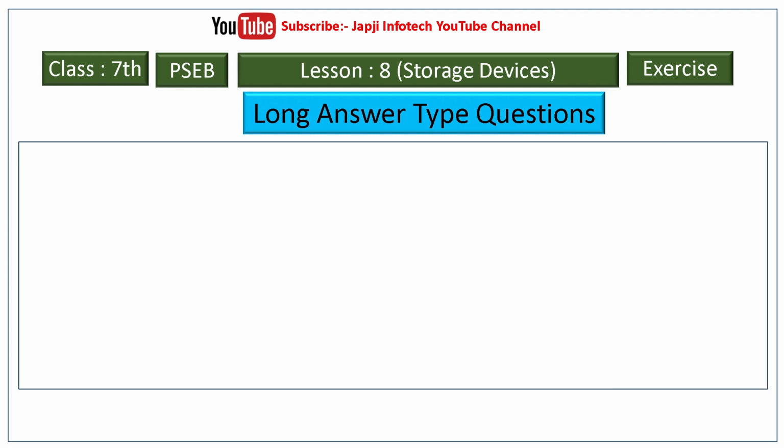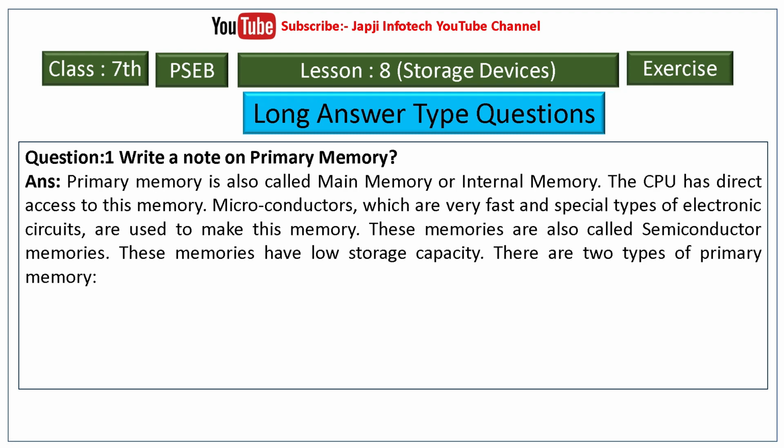So now we will learn about long answer type questions in lesson number 8. And the first question is, write a note on primary memory. So primary memory is also called main memory or internal memory. The CPU has direct access to this memory. Microconductors, which are very fast, and special types of electronic circuits are used to make this memory. These memories are also called semiconductor memories. These memories have low storage capacity.